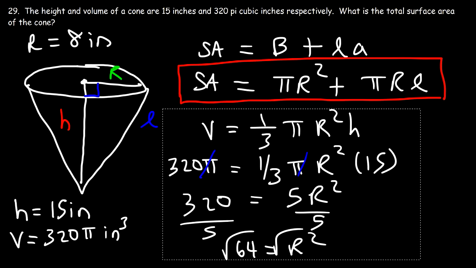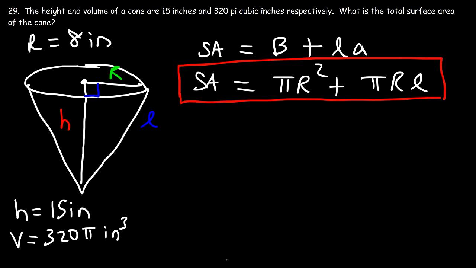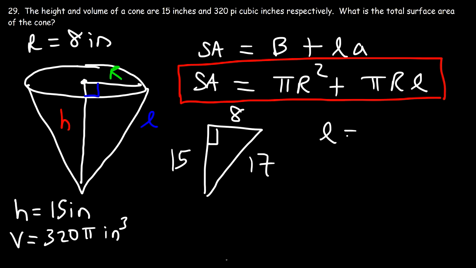Now let's calculate the slant height. So let's focus on the right triangle that we have. H is 15, R is 8. So what's the missing side? Notice that this is the 8, 15, 17 triangle. So now we have the slant height, which is 17 inches.